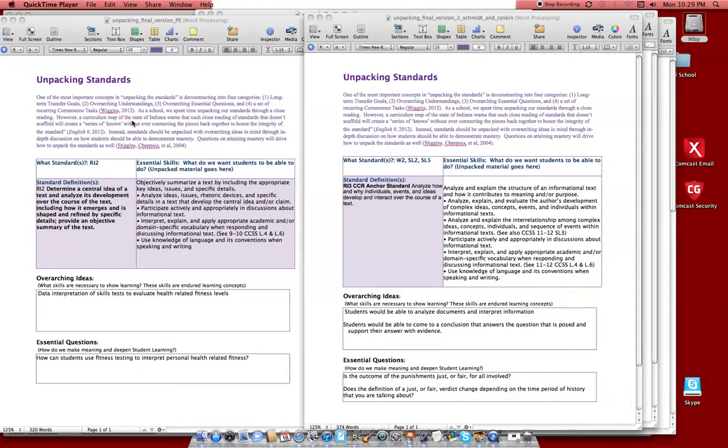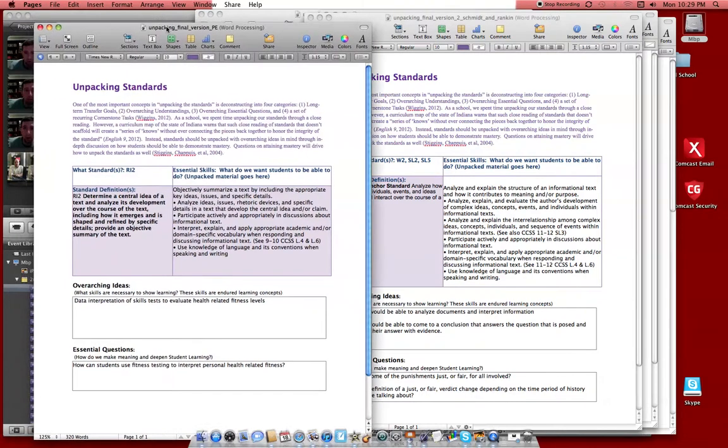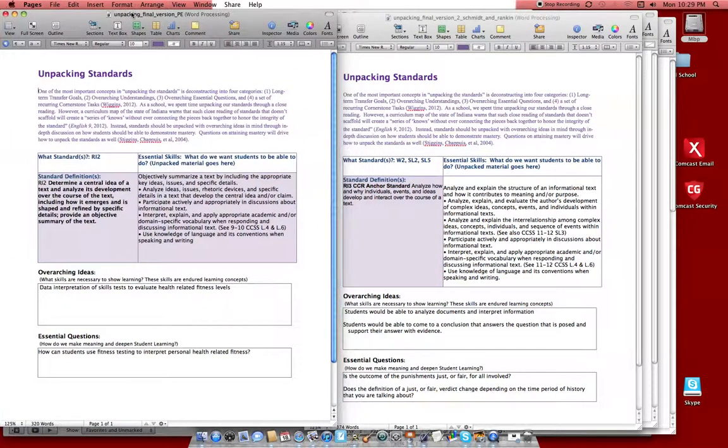about comparing a couple of these unpacking processes instead of using a script to display them, because they had really some different points to look at. And some people did it well, some people didn't, and you expect that for the first time they're going through this. So if you look at this one, they used R12, the reading standard for informational text, and they broke it down and they did it for PE, and they only used one standard.